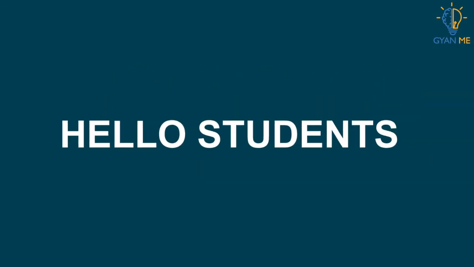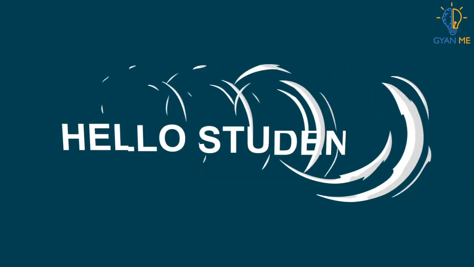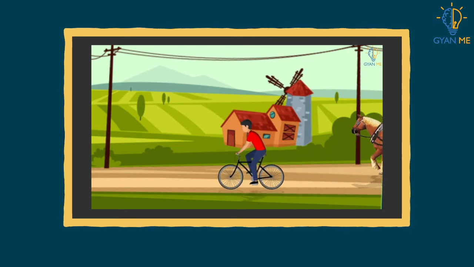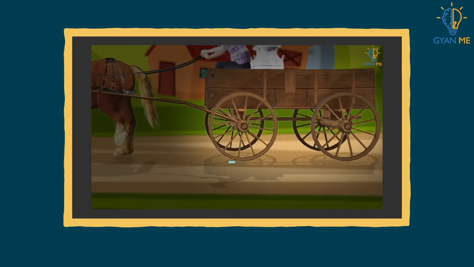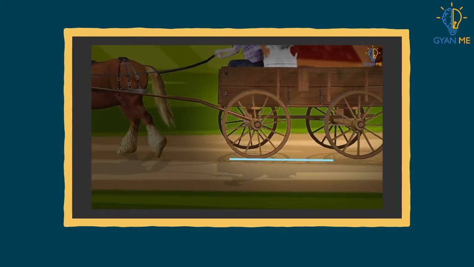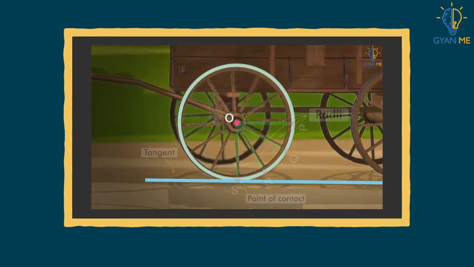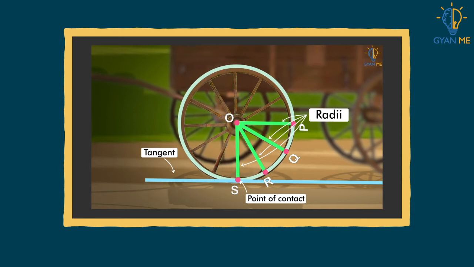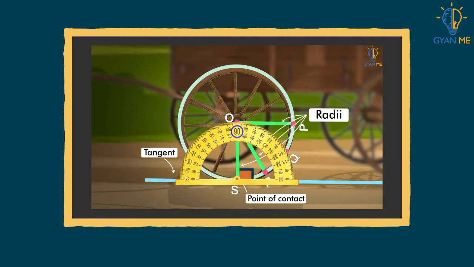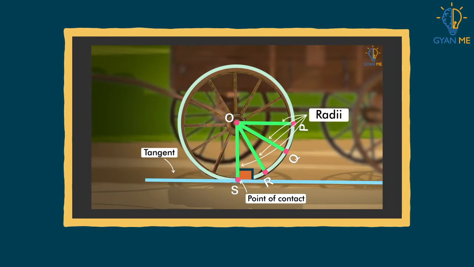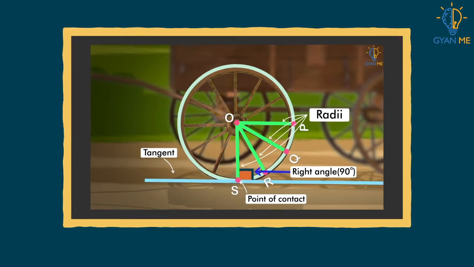Hello students. In our previous video, we saw examples of tangents in our everyday life and one property of tangent: that it is perpendicular to the radius of the circle at the point of contact. Today we will see another property of the tangent.